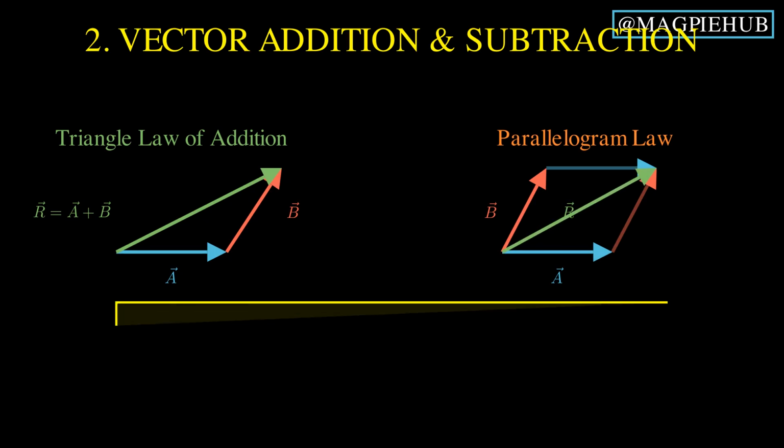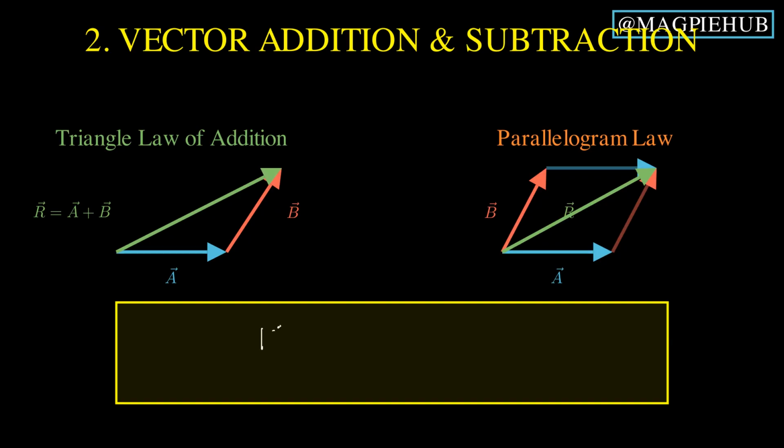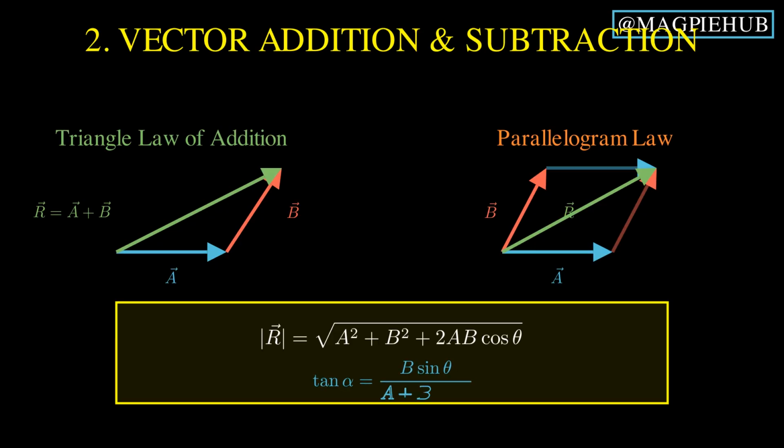The magnitude of the resultant is given by this formula. R equals square root of a squared plus b squared plus 2ab cos theta. This formula is very important for NEET.